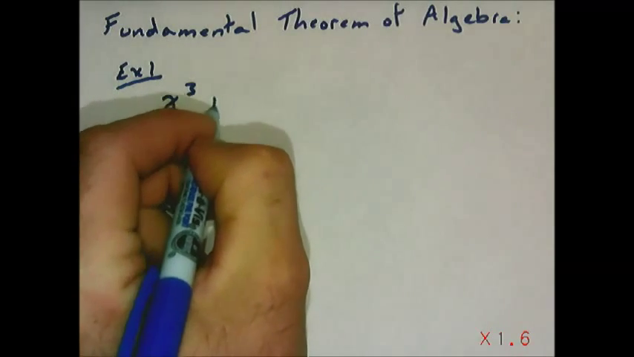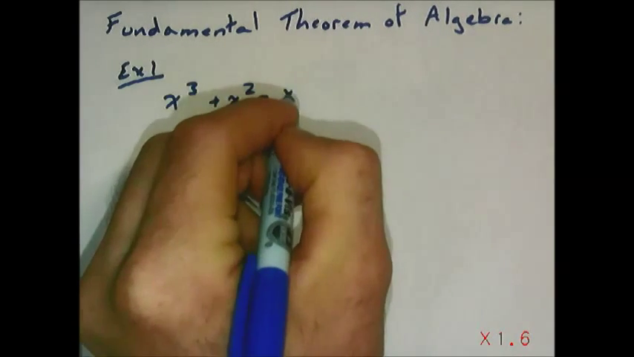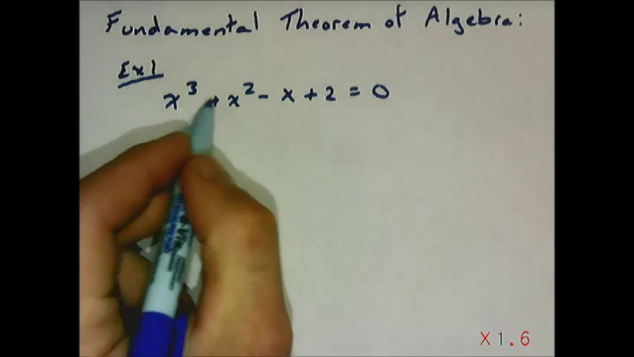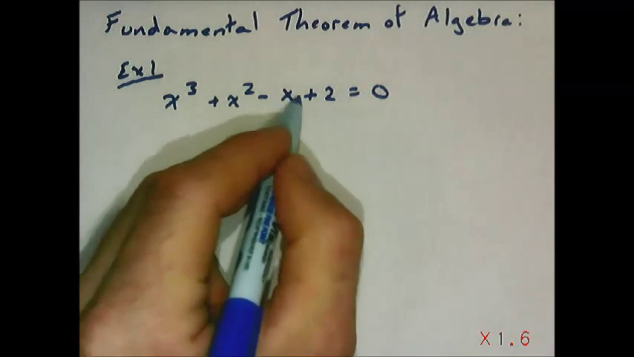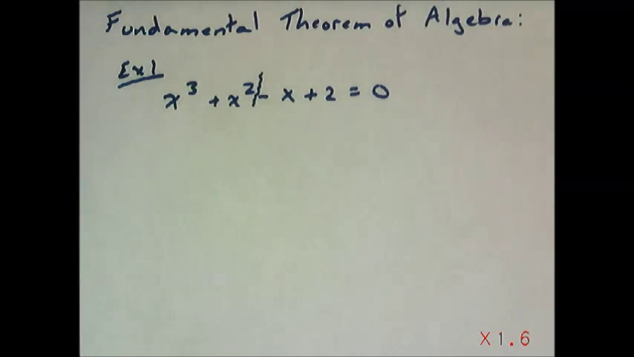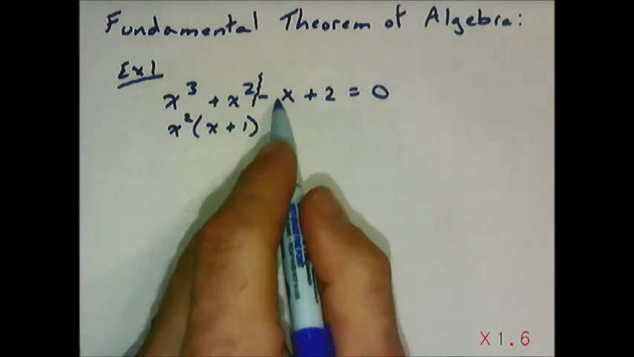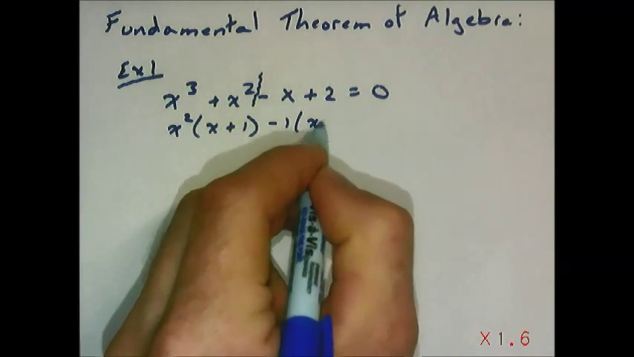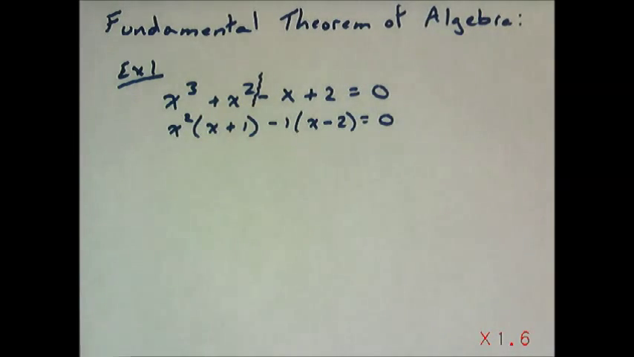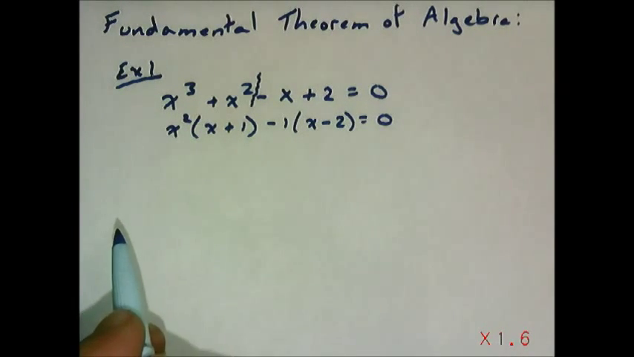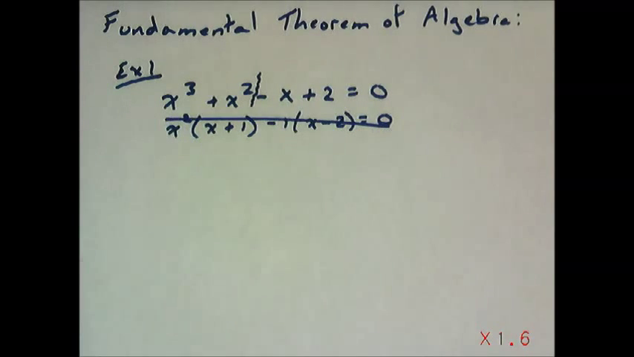So we have x to the third plus x squared minus x plus 2 equals 0. In order to find the zeros of this up to this point, we would factor it. If I look at the factorization of this though, since we have 4 terms, we would factor by grouping. I pull out an x squared, I'm left with x plus 1. Here I pull out the negative 1, so I'm left with x minus 2 equal to 0. Notice I don't have a common factor in either of these two terms, so it's not factorable.